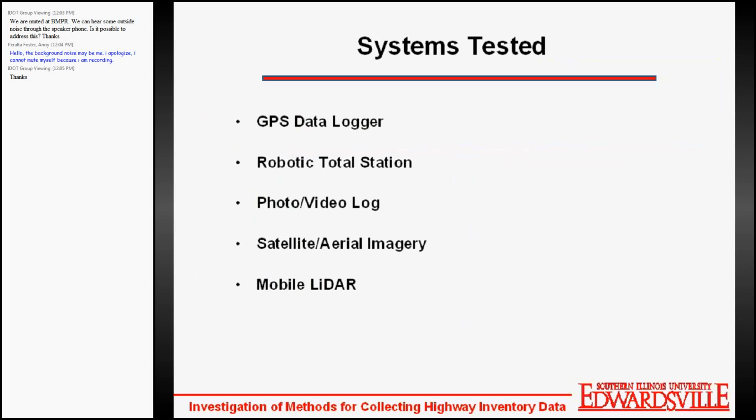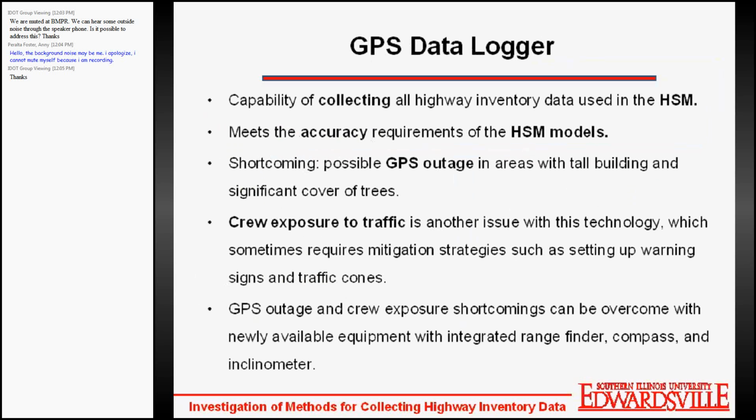So for our actual tests, these are the systems again that we reviewed, and the individual results of each system. The GPS data logger, we found, has the capability of collecting all of the different categories of data used by the Highway Safety Manual, and it meets the accuracy requirements of the model. A shortcoming is that GPS outage along areas of tall buildings or significant tree cover is a definite problem. We encountered that several times along tree-lined segments of the rural highways, where we would lose data lock and not be able to collect features.